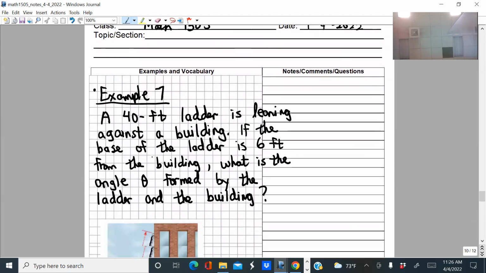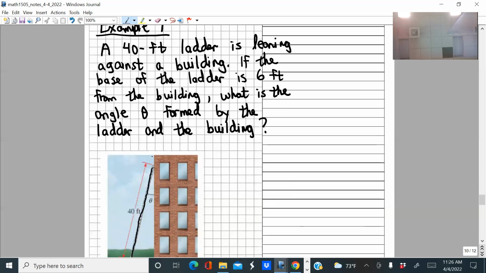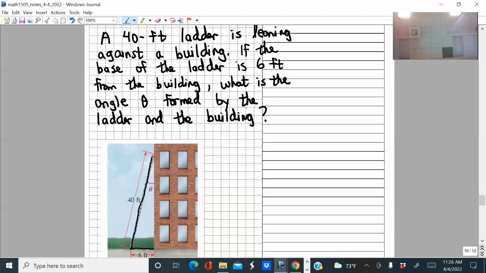I'm going to let y'all try one. This is equally easy, although it's in a stated problem, but it's really just a right triangle. So we have a 40-foot ladder leaning against the building like this, and the base of the ladder is 6 feet from the building. I wonder if that's safe. But anyway, it's 6 feet from the building. What is the angle formed by the ladder and the building? So what is this angle?